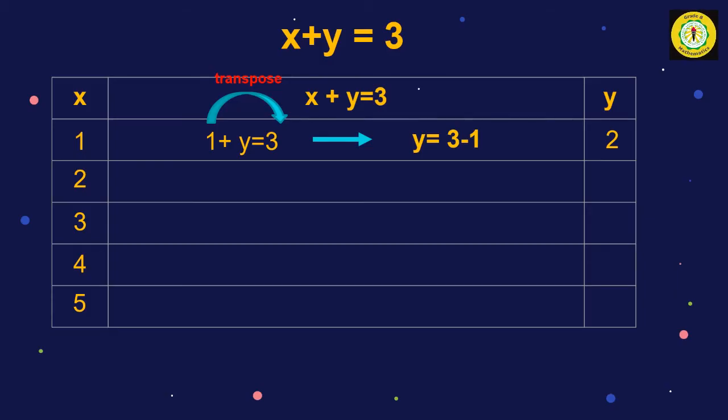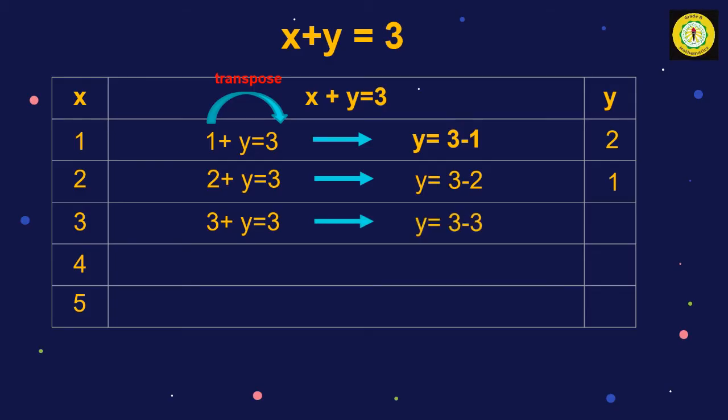Next, x is equal to 2, then substitute the value of x, so magiging 2 plus y equals 3. So transpose ulit natin si 2, okay, very good, magiging negative ulit. So magiging y equals 3 minus 2, then the value of y is equal to 1. Next, ganun pa rin po gagawin natin, substitute the value of x, 3 plus y equals 3, then transpose 3. So magiging y equals 3 minus 3 is equal to 0. Next, number 4. 4 plus y equals 3.